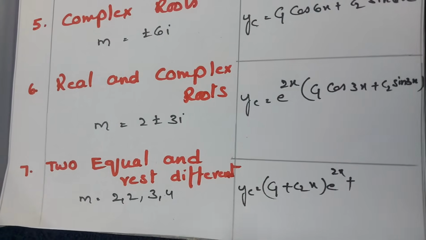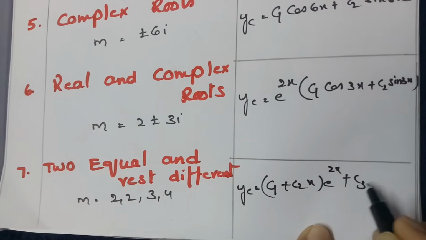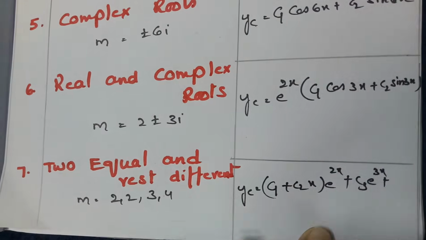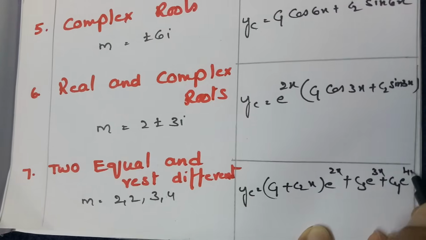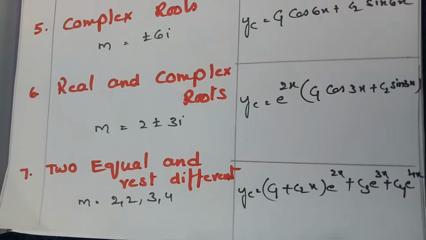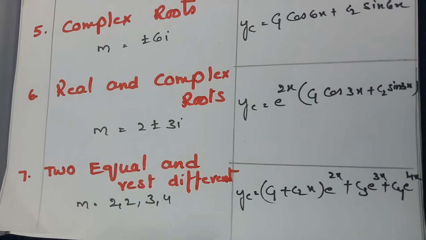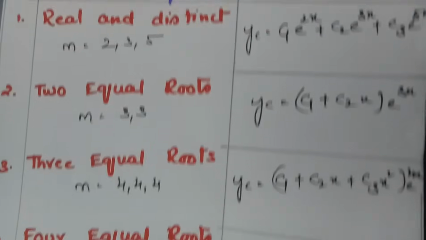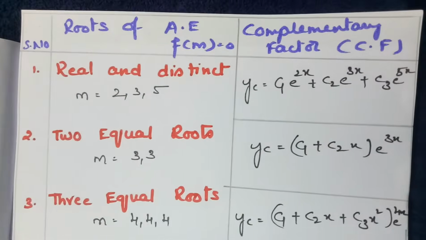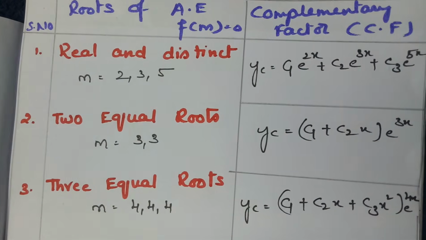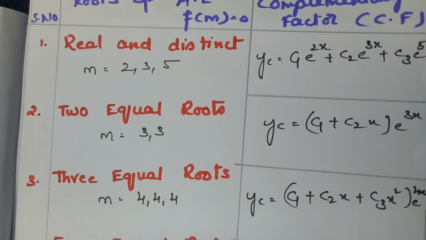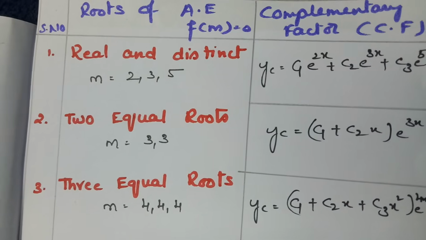For 3 I have to take another constant, that is c3 e power 3x, and for 4 I have to take another constant, that is c4 e power 4x. So this is the way we have to write the complementary factor after getting the roots. The roots will depend upon the question, upon the auxiliary equation, and upon how we solve.